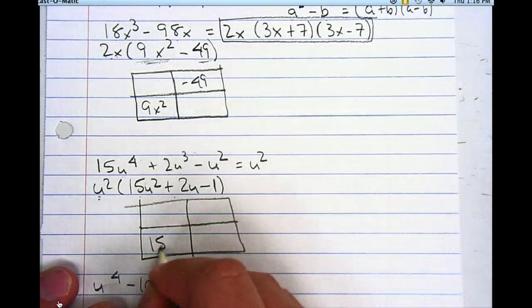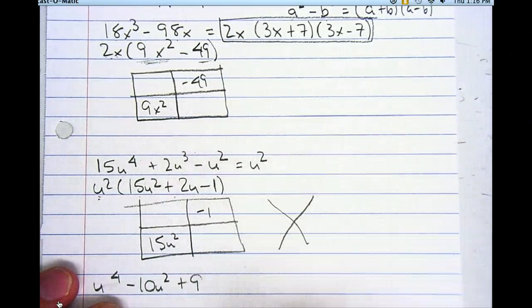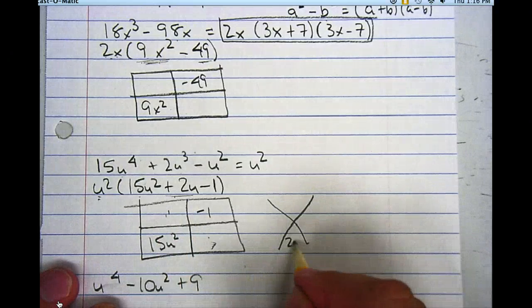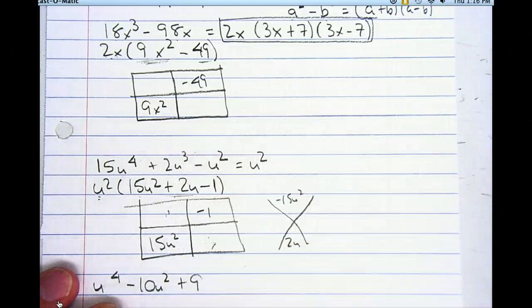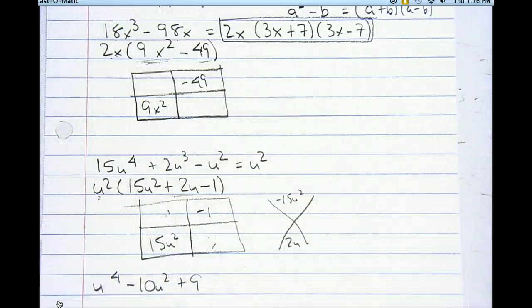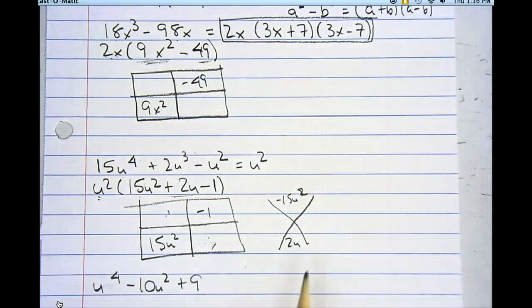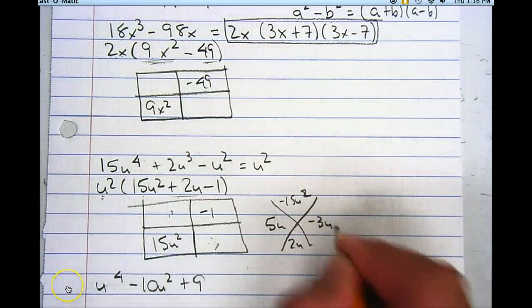I'll put my 15u squared there. I'll put my minus 1 there. Now these two have to add up to the middle term, which is 2u. But when I multiply them, I have to get negative 15u squared. Now to get a negative product, that means my signs have to be opposite of each other. My sum is positive 2, so I know my positive one that's opposite has got to be 2 bigger than the negative one. So I know it's got to be 5u and negative 3u.